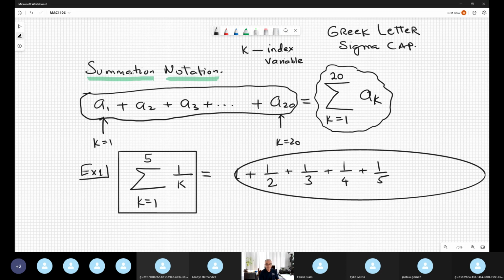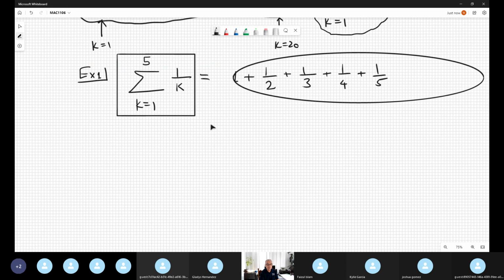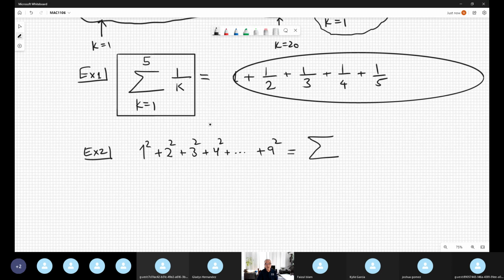I bring another example. This part is easy. Every student understands very well, except the student who is not coming to the lecture. Suppose we do it backward. Suppose I put 1 squared plus 2 squared plus 3 squared plus 4 squared, plus, and so on, and the last one is 9 squared. And you express it in summation notation.